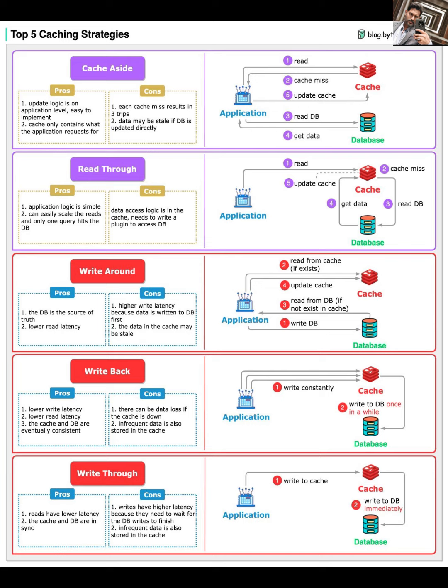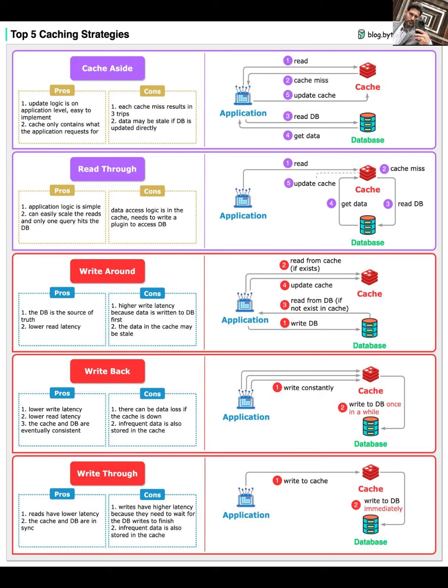Write back: this strategy prioritizes fast writes by writing to the cache first. How it works: when the application writes data, it writes to the cache. The cache acknowledges the write immediately, making the write operation very fast from the application's perspective. The cache then writes the data to the database once in a while in the background, asynchronously. Pros: provides lower write latency and often lower read latency for recently written data. The cache and DB are eventually consistent. Cons: the biggest risk is data loss if the cache goes down before the data is written to the database. Infrequently accessed data might also stay in the cache longer than needed.